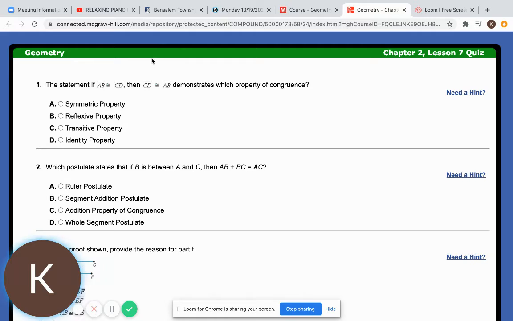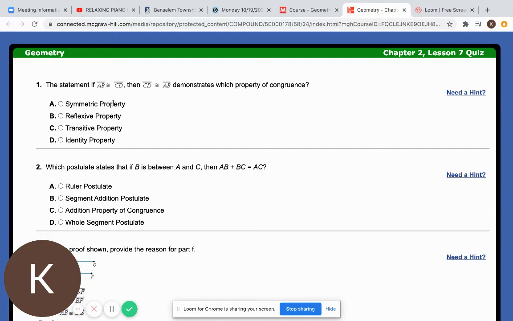Okay. So the statement, if segment AB is congruent to segment CD, then segment CD is congruent to segment AB, demonstrates which property of congruence? Identity property, I'm not 100% sure what that is, so we're going to skip that one. Transitive property: if one thing is equal to another thing and that thing is equal to something else, then the first thing and the third thing are both equal. That's not right here. Reflexive property states that whatever something is, it's equal to itself. So that would be if AB is congruent to AB, or CD is congruent to CD, which is not shown here, although that would be true.